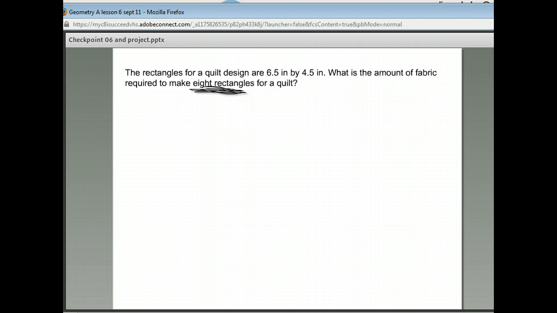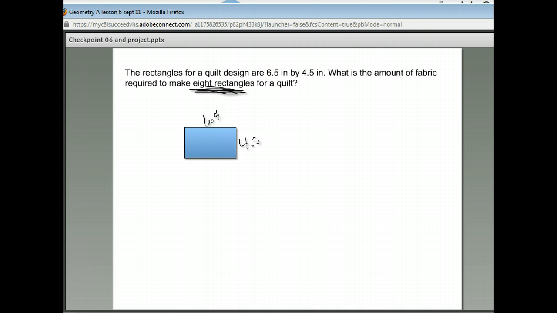Okay, so we're filling in rectangles for a quilt, right? It's like a plane. It's a flat surface. So yes, we are going to use area for this problem. So let's draw one of these rectangles, or roughly what it looks like, and label it. Here's one of them.